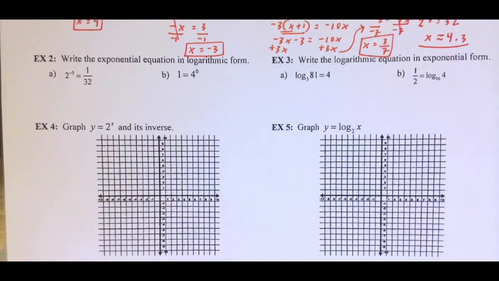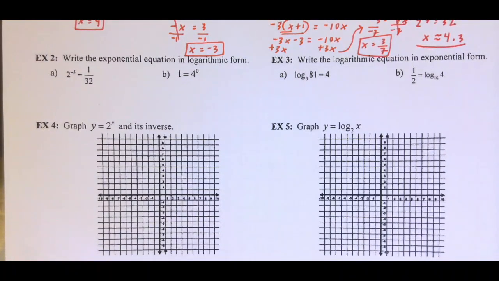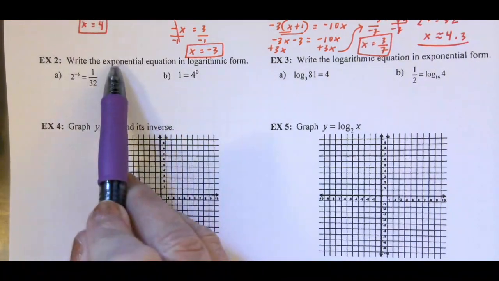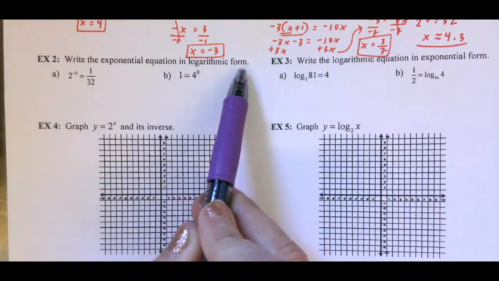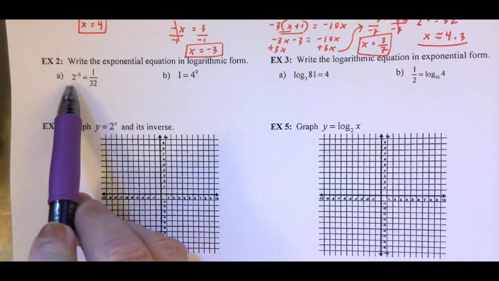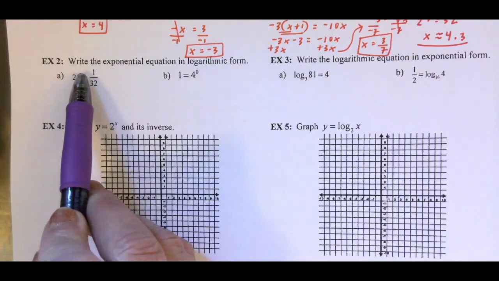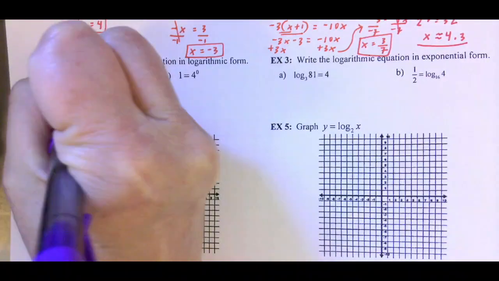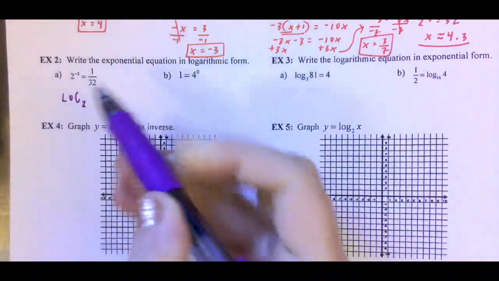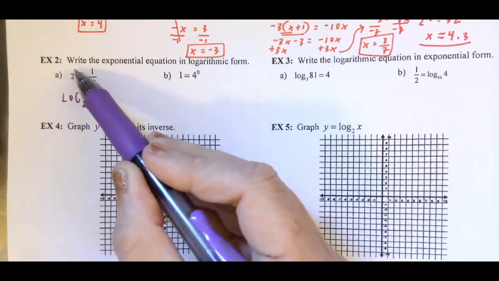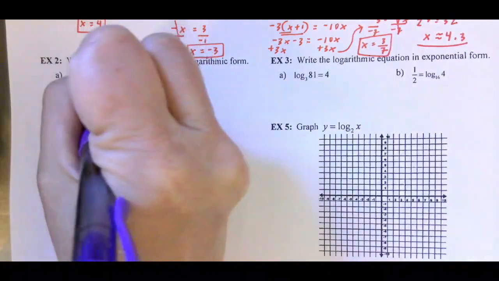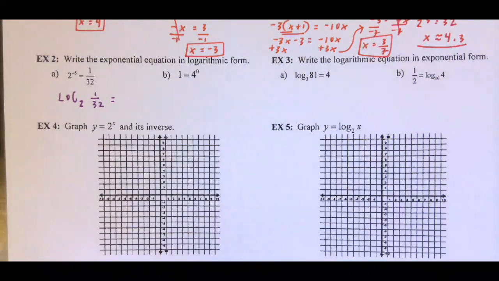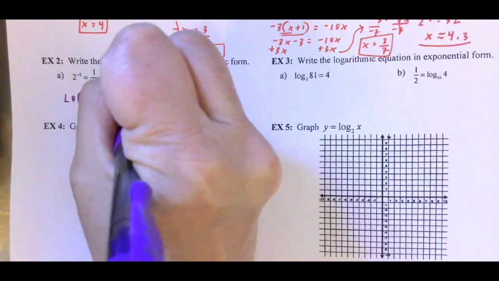All right, so now a little practice with just going in between the two formats. So here I'm saying write the exponential equation in logarithmic form. So if I read this, this is 2 raised to the negative 5th power equals 1 over 32. If I write this as a log, I say log base 2, right? That is my base right here in exponential form, of 1 over 32. That is called my argument, is equal to my exponent of negative 5.